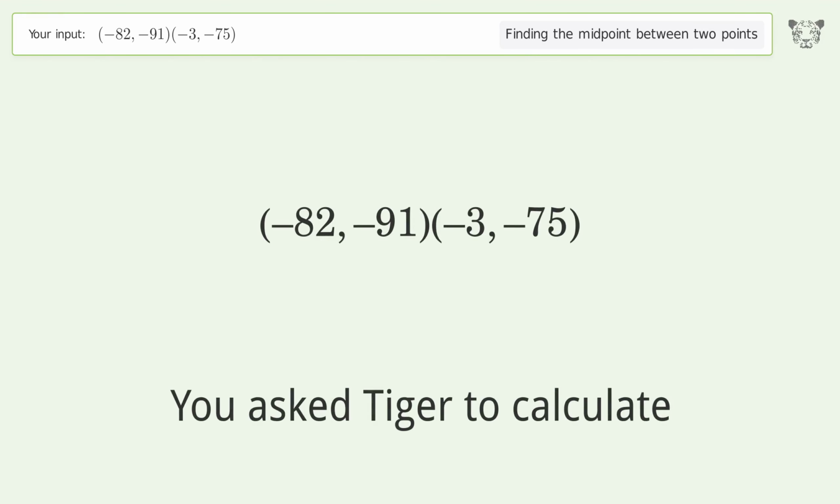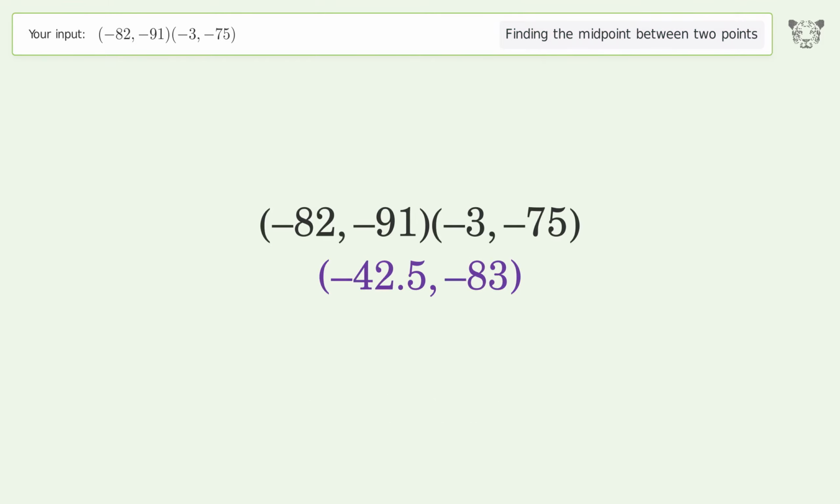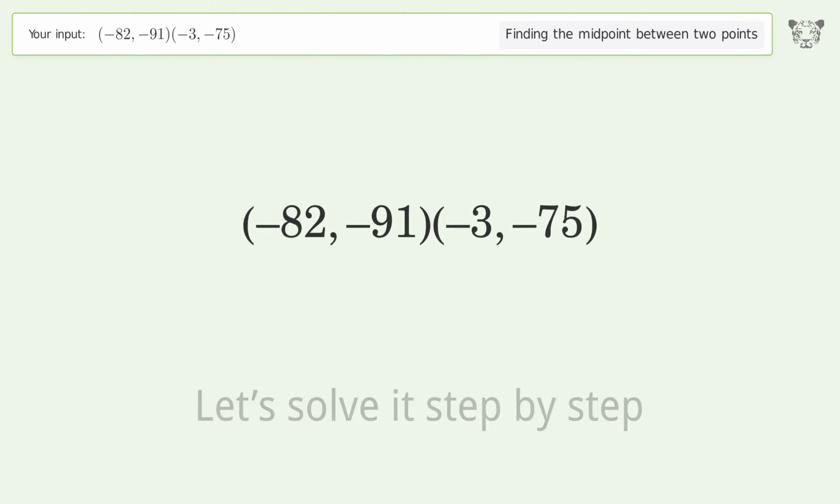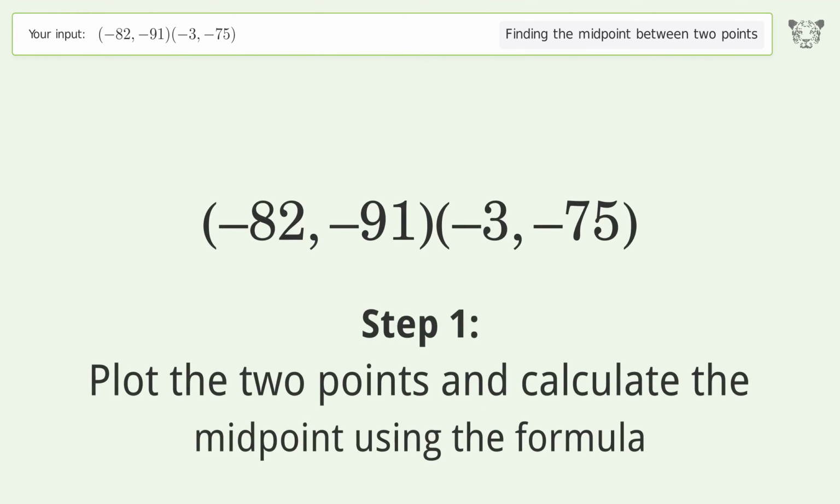You ask Tiger to calculate. This deals with finding the midpoint between 2 points. The midpoint between the 2 points is negative 42.5, negative 83. Let's solve it step by step. Plot the 2 points and calculate the midpoint using the formula.